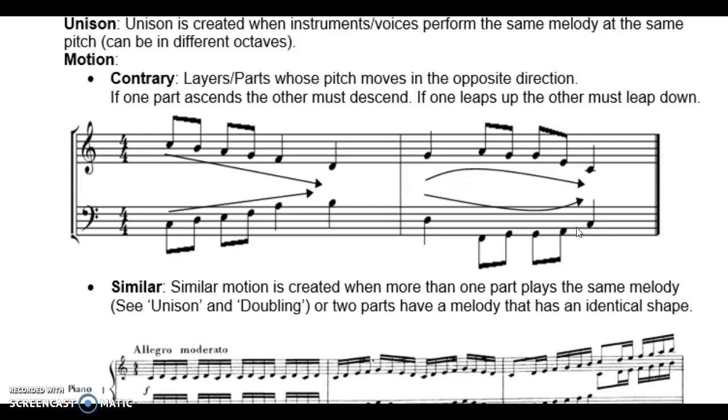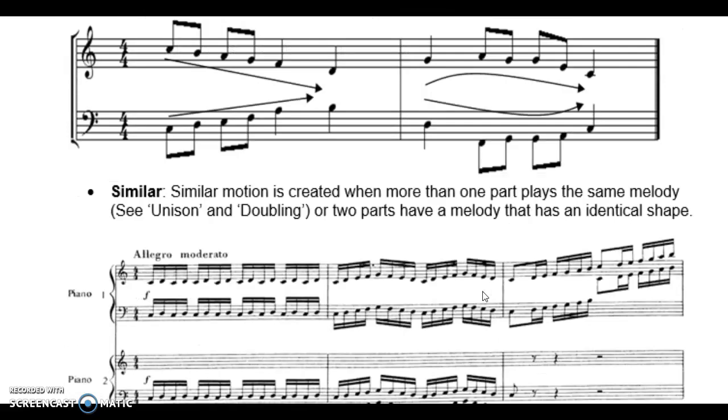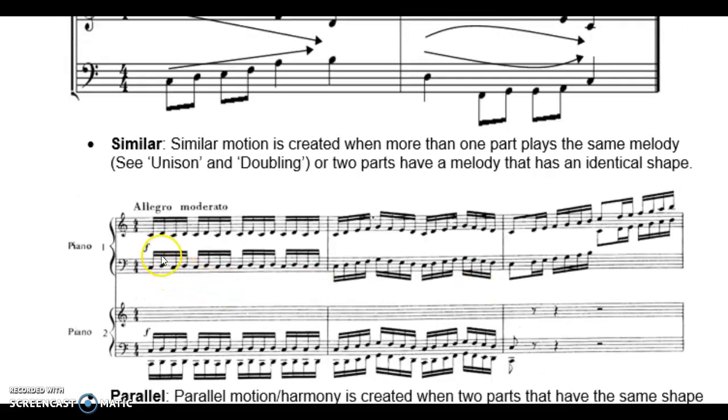Similar motion is created when more than one part plays the same melody. Okay. So I have identical shape. If you look at the notes there, C, D, C, D, C, D. They all play the same notes and they have exactly the same identical shape.